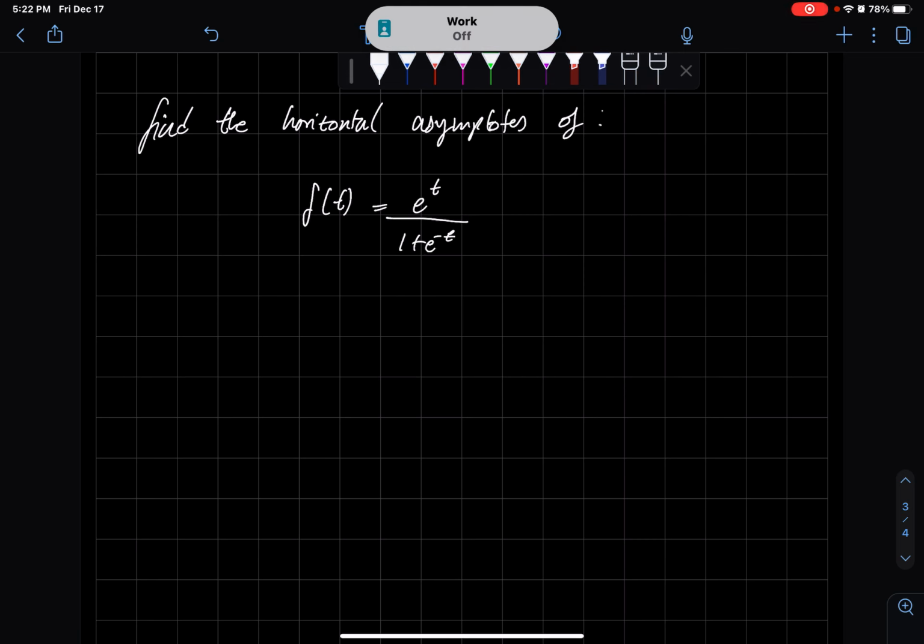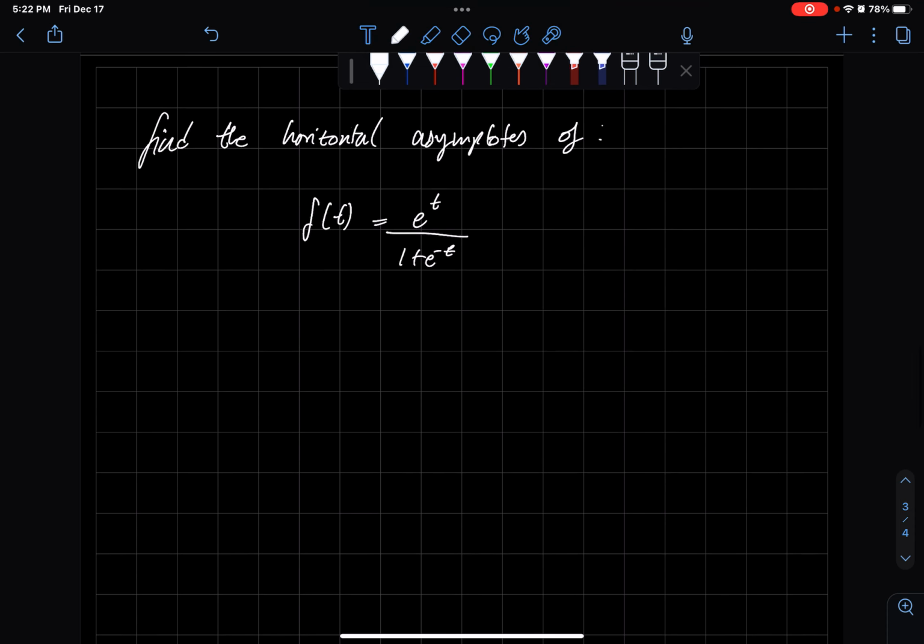So here we'll look at another interesting limit problem. The question is: find the horizontal asymptotes of this function. That means we have to investigate the behavior. So for horizontal asymptotes, basically what they're saying is, how does this function behave as t goes to infinity?